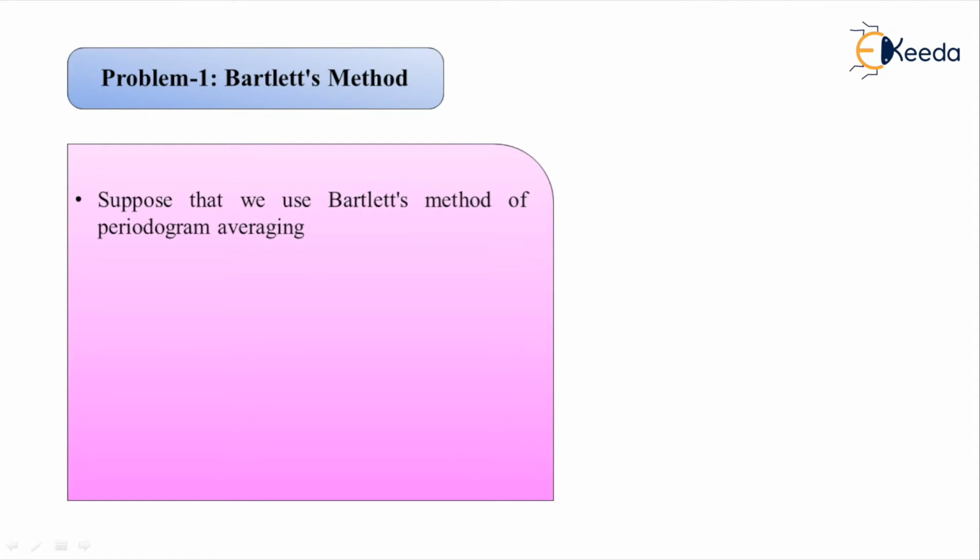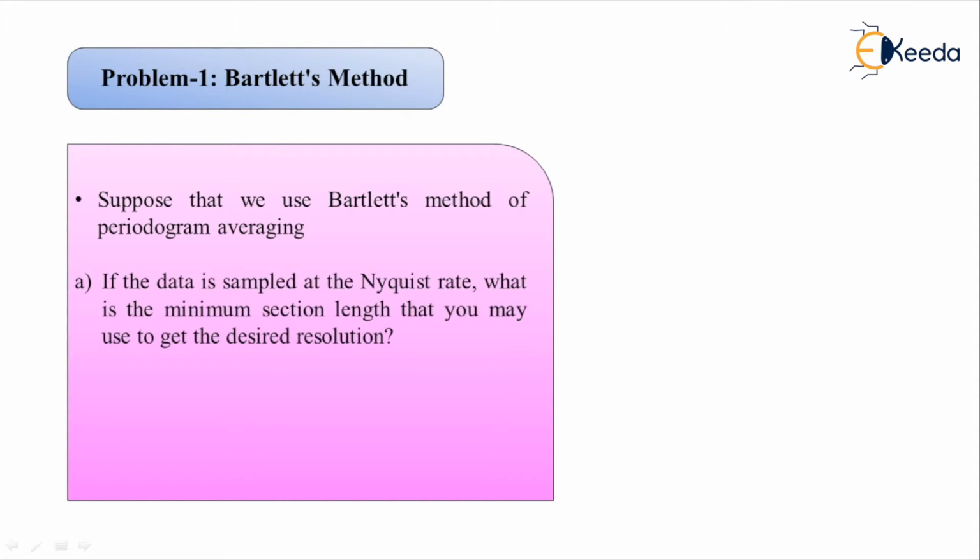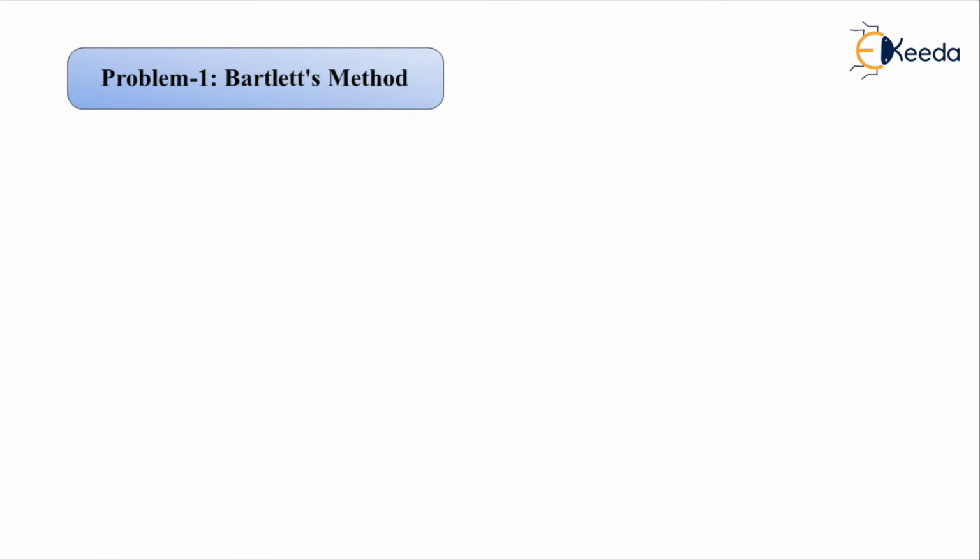So we confine our attention to part A here. In part A, we expect that the data is sampled at the Nyquist rate. What is the minimum section length that we will be using to get the desired resolution? This is the question. Let us have the solution of the same here.